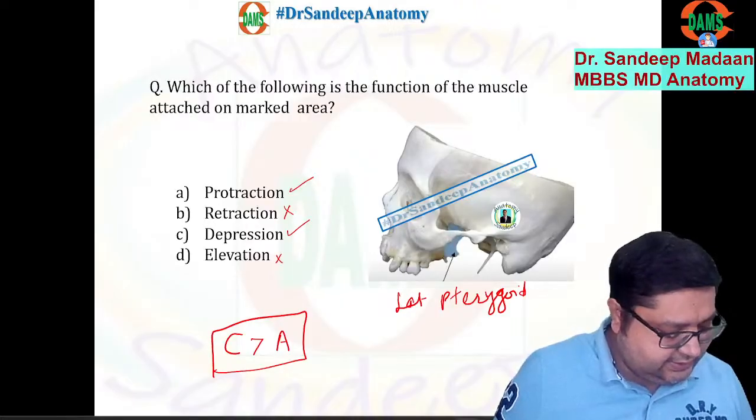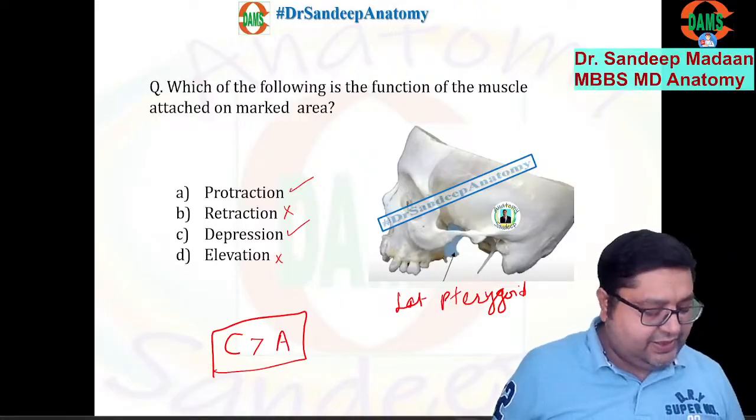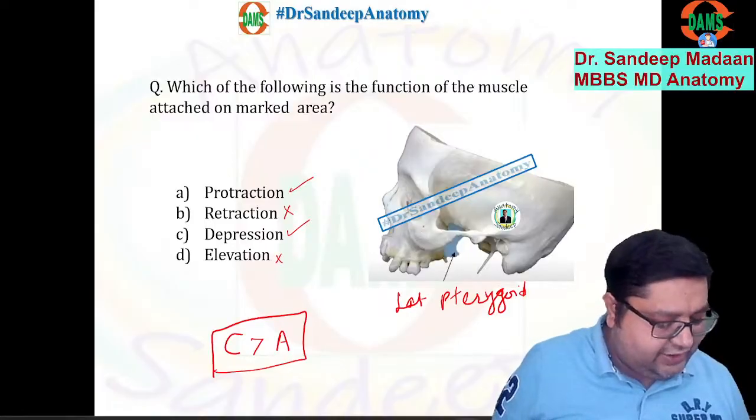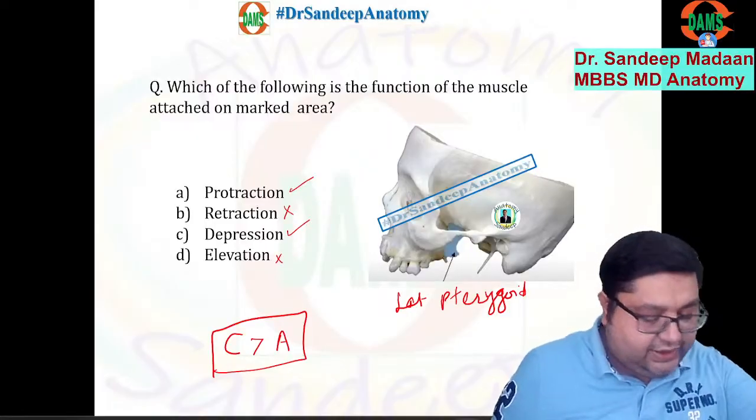Okay, so they were specific about the deep branch, not in general about the ulnar nerve. All right, so that is one change.